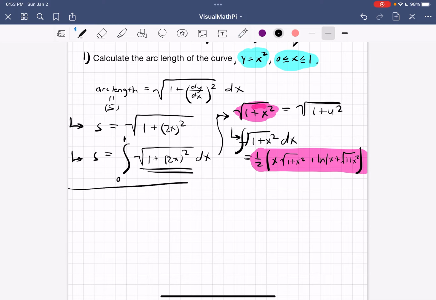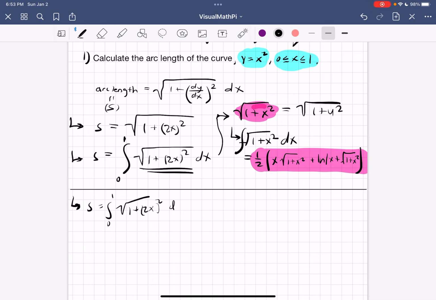Next, what we want to do, I'm going to make a line here so we can show that we're doing our real work down here. And usually I make these little arrows on the side just to show the next step, if that makes sense. So s equals the integral of the square root of 1 plus 2x squared dx.